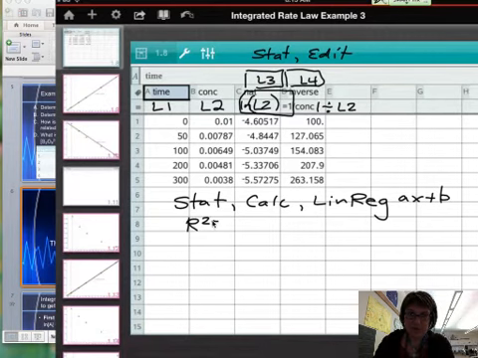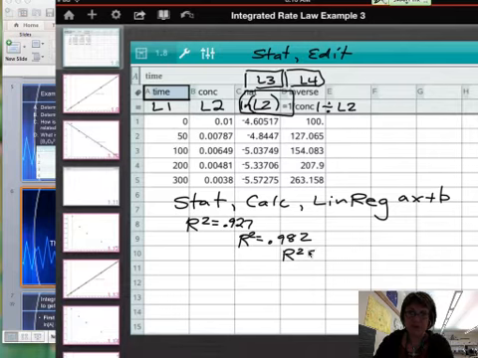So for my concentration of A, that stat, calc, LinReg, that line turned out to give me an R squared value of 0.927. For the natural log, for my list 3, that R squared value turned out to be 0.982. And the R squared value for the inverse concentration turned out to be 0.9997. So which one of these is the straightest? The one where R is closest to 1.